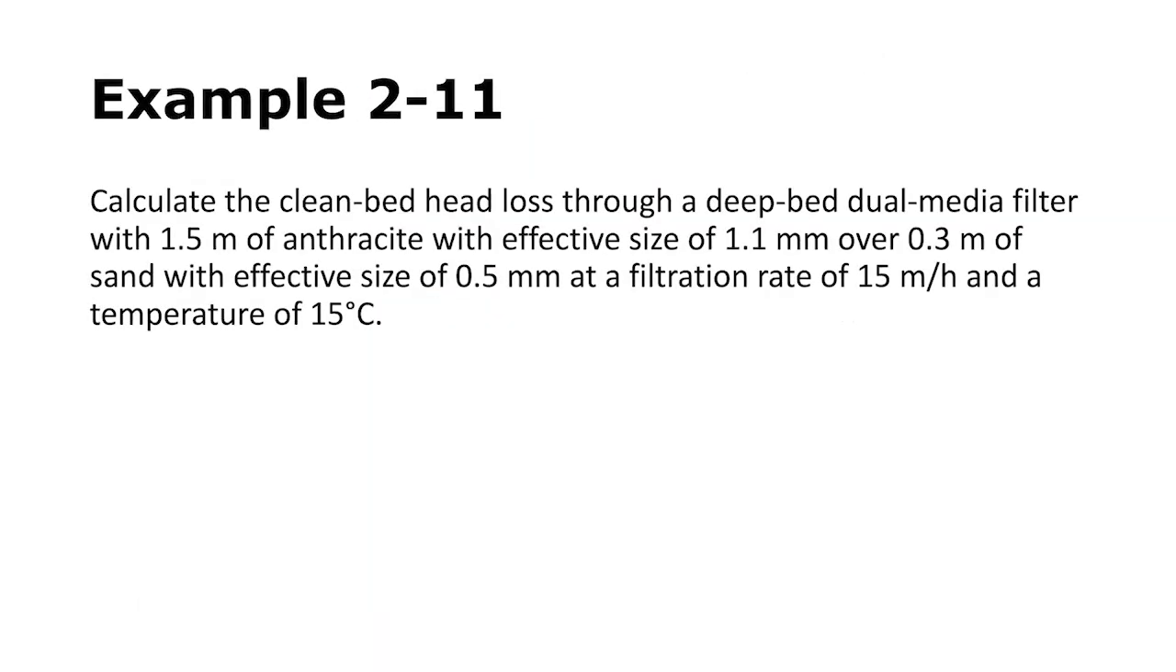One more example, let's calculate the clean bed head loss through a deep bed dual media filter with 1.5 meters of anthracite with a size of 1.1 millimeters, and that layer is over a 0.3 meter layer of sand with an effective size of 0.5 millimeters. Suppose that the filtration rate is 15 meters per hour and that we have a temperature of 15 degrees Celsius.